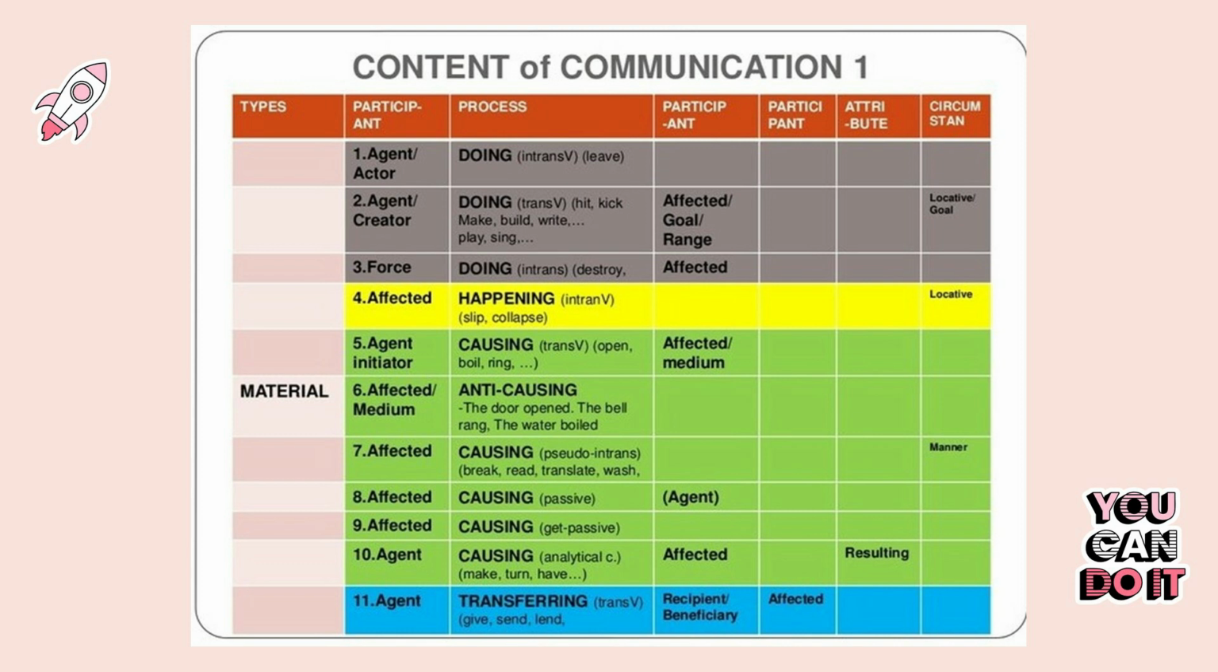And then the example number four is the type of the process is material, and then the participant is affected. And then the process is happening or intransitive. And the examples are sleep or collapse. Then the participant is no one, and the last one is circumstance is locative.